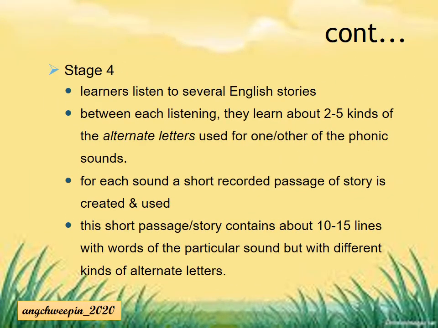In stage 4, the learners listen to several short English stories. Between each listening, they learn the alternate letters used for one or other of the phonics sounds. For each sound, a small passage consisting of a story or narration is created and used. These passages contain about 10 to 15 lines, which contain many words with that particular sound but with different kinds of alternate letters. This passage is recorded on the audio tape.